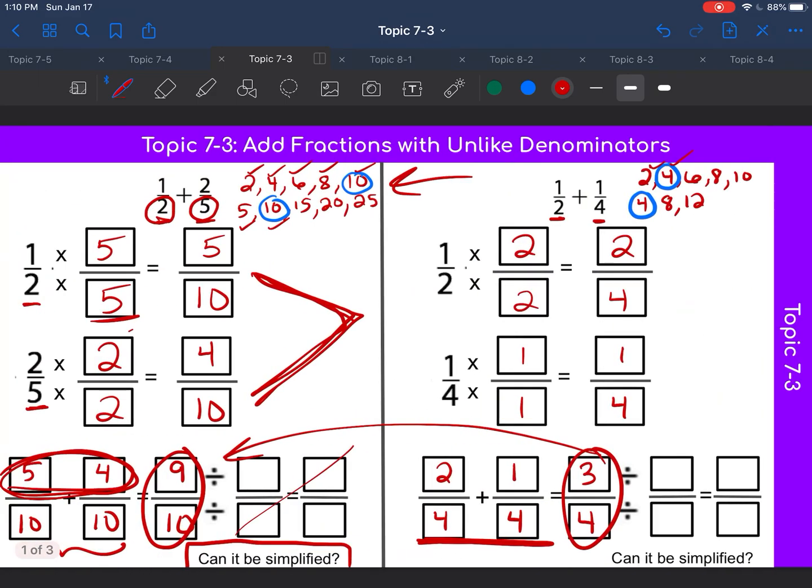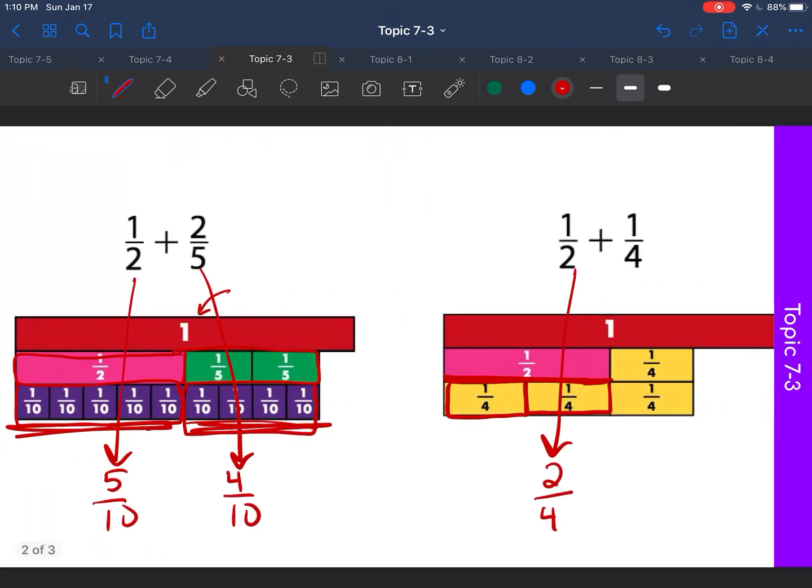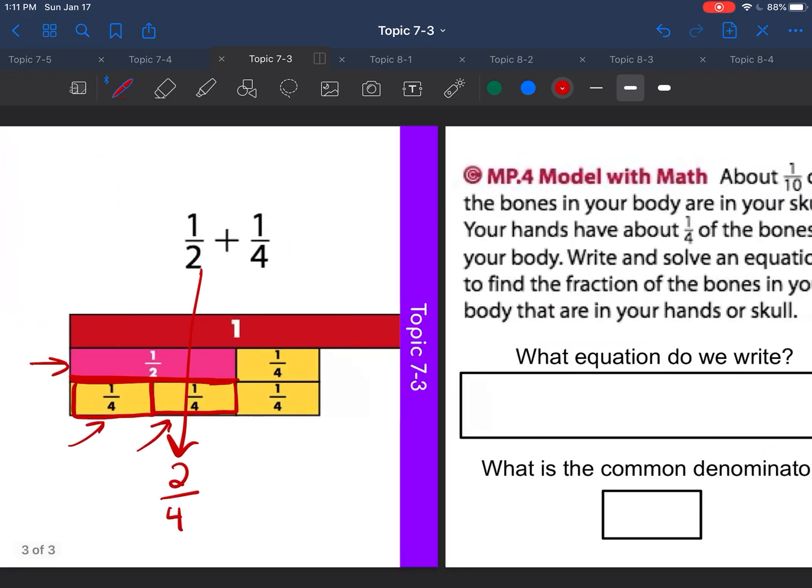So this is very mathematical, what we're doing over here. If you needed something visual to understand why this works, this is what I want you to look at. Because this 1/4 and this other 1/4 perfectly equal 1/2. So that's why 2/4 is equivalent to 1/2.